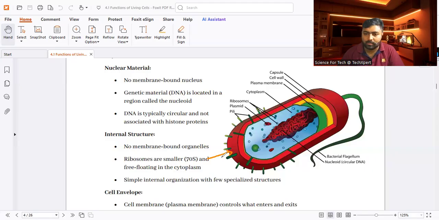Then this red colored part is known as the cell wall. This is the cell wall. On the outer side of the cell wall, we can see the plasma membrane. This part is the plasma membrane. That means this is continued up to here, no? Plasma membrane.